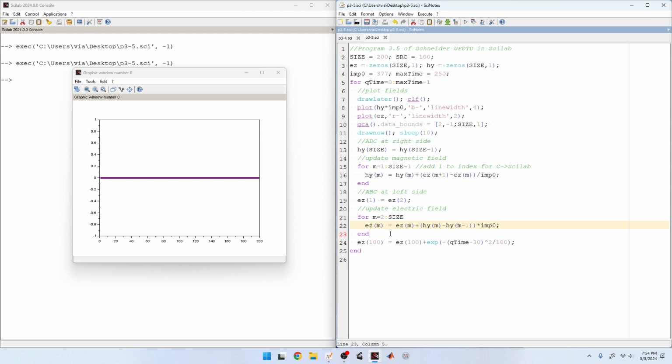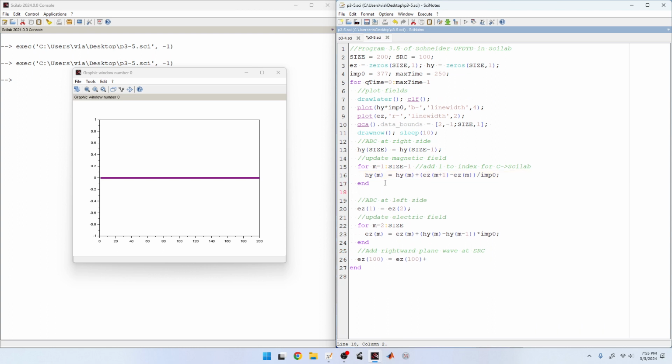And we want to add a rightward plane wave at the source. Okay. And so what I'm going to do up here is we're going to first do that for the magnetic field, because we're updating the magnetic field here. So let's do that here. Add rightward plane wave at source.